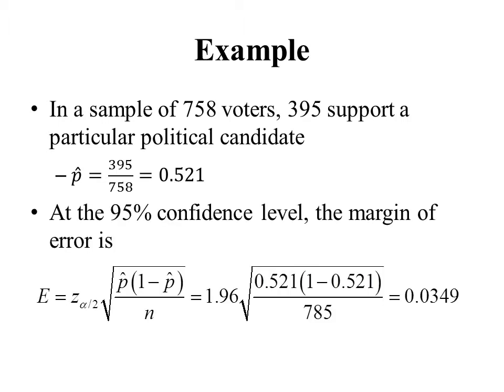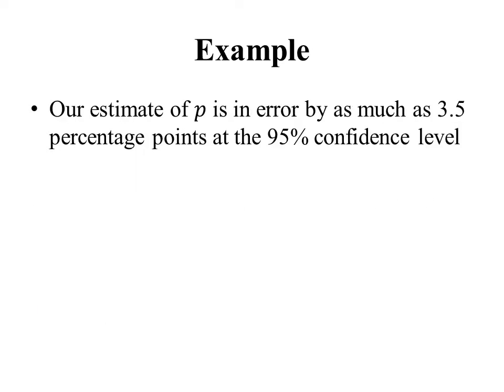Okay. Well, we could calculate the margin of error in that estimate. So if we use a 95% confidence level, our margin of error is given by this formula here from a couple of sections ago, and we plug in our numbers. Our critical value is 1.96. We do that arithmetic and we get a margin of error of 0.0349. So what that means is that our estimate of p, the population proportion of voters who support this particular candidate, is in error by as much as 3.5 percentage points at the 95% confidence level.